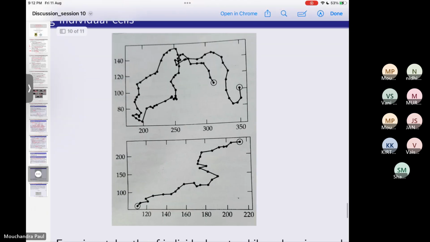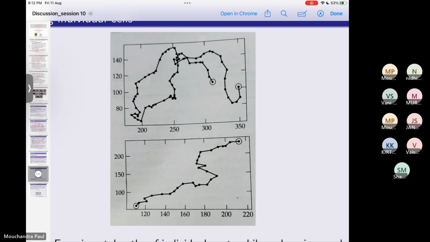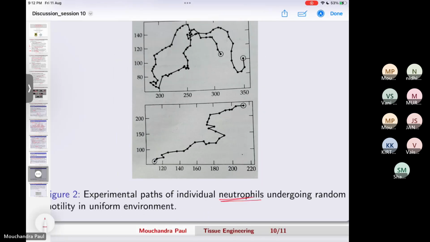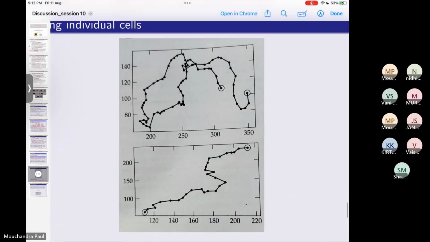So this is how a cell migration path would look if you track the path of one cell. This is for an individual neutrophil cell that is undergoing a completely random motion. Wherever it is finding space, it is moving there. If the cell has started here and it is moving here, then there it is changing directions, then going straight for some time, then changing direction again, going straight for some time.